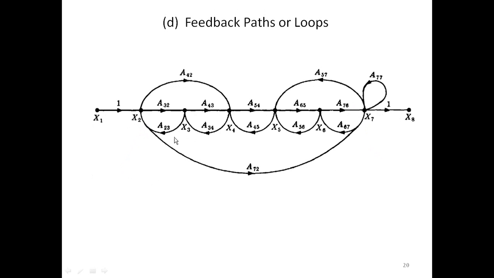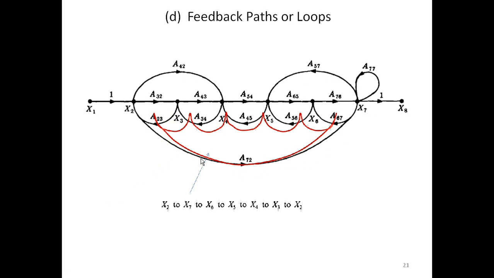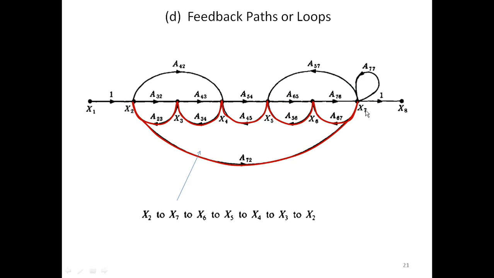Now some more loops, please try to understand this. It starts from x2 to x7, then it traverses from x5 to x4 to x3, once again to x2. So this is a complicated loop. It is possible we can miss this kind of loop. One more loop is there. It starts from x2 to x7, then x6, x5, x4, x3, once again to x2.